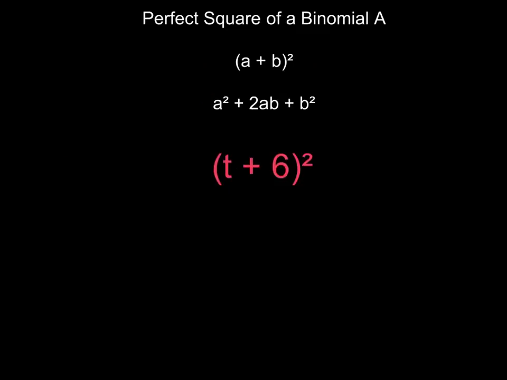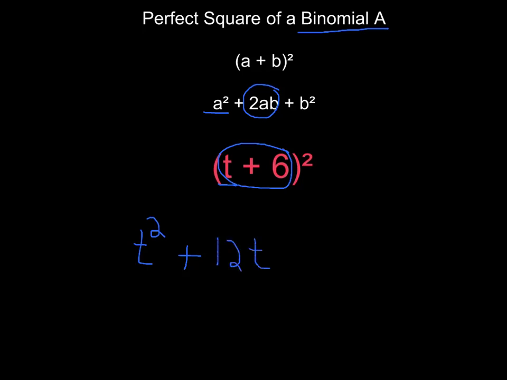Okay, here's our last example for our first special case. (t + 6) squared. Using the pattern, just take your first term and square it. So our answer will be t squared, and then plus 2ab means multiply these two together and then double it. So 6 times t is 6t, double it to get 12t. And then last one, take the second term and square it. 6 squared is 36. And voila, there's your answer.